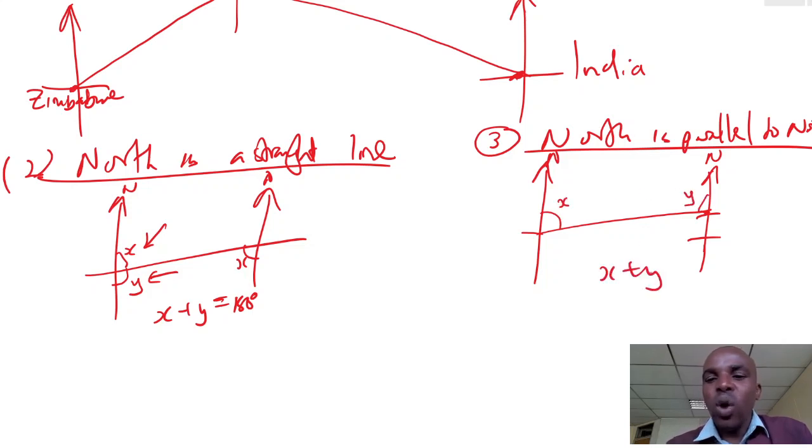I can say x plus y is 180 degrees. Why? Because they are co-interior angles. They are supplementary. They add up to 180 degrees.